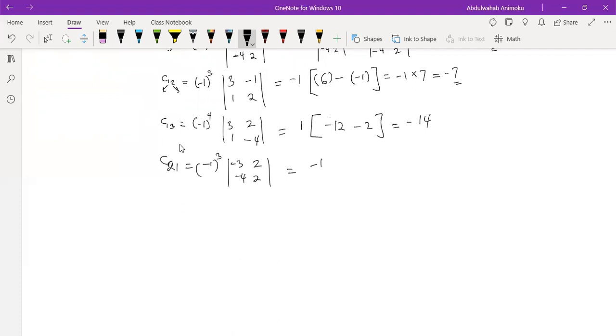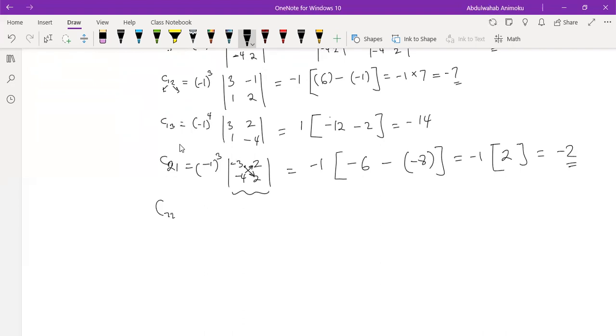Now what does this give us? This gives us minus 1. Then let's take the determinant of this. We are doing this diagonal multiply minus this diagonal. So minus 3 times 2, that's minus 6. Then minus 4 times 2, that's minus 8. So that will be minus 1 times what? Minus 6 plus 8, that's plus 2. Right? So we have minus 2.